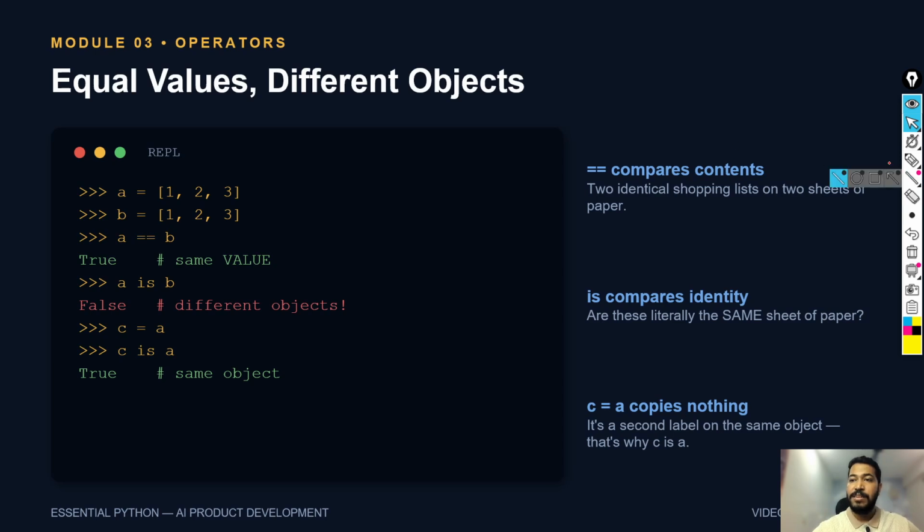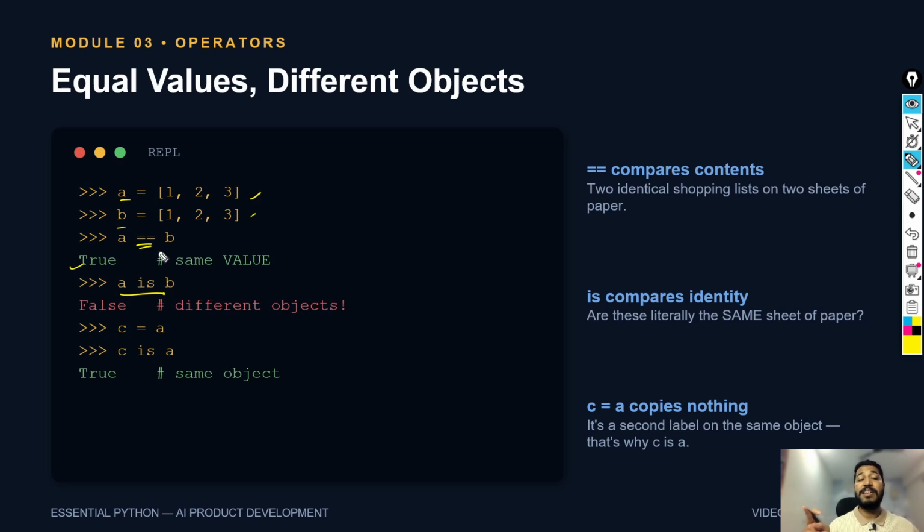Here, taking the example of A and B, two lists with the same content. When we compare them with the equal operator, it compares the content. The equal operator works at the content level, so both contents are the same and it returns true. However, A is B works at the address level.